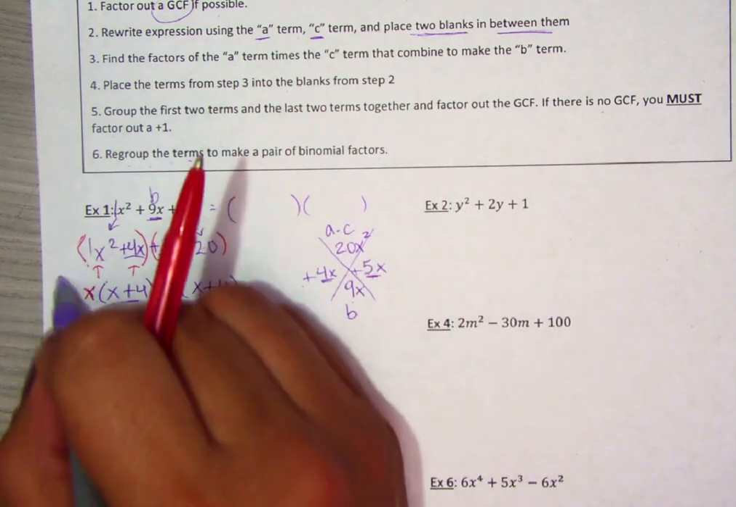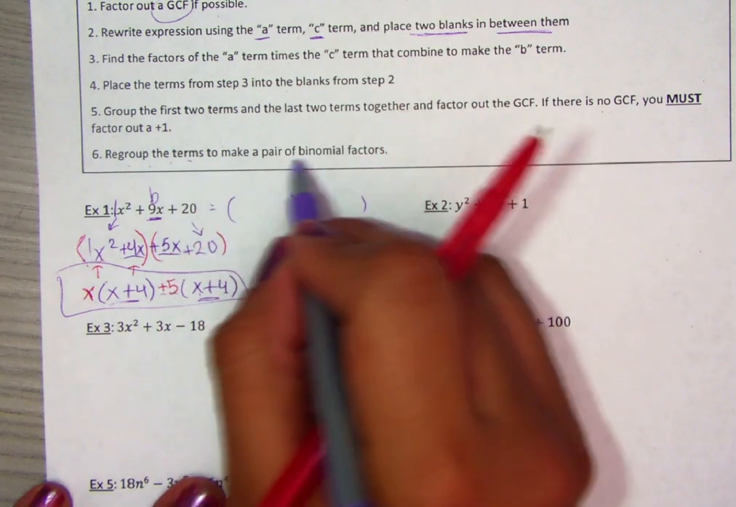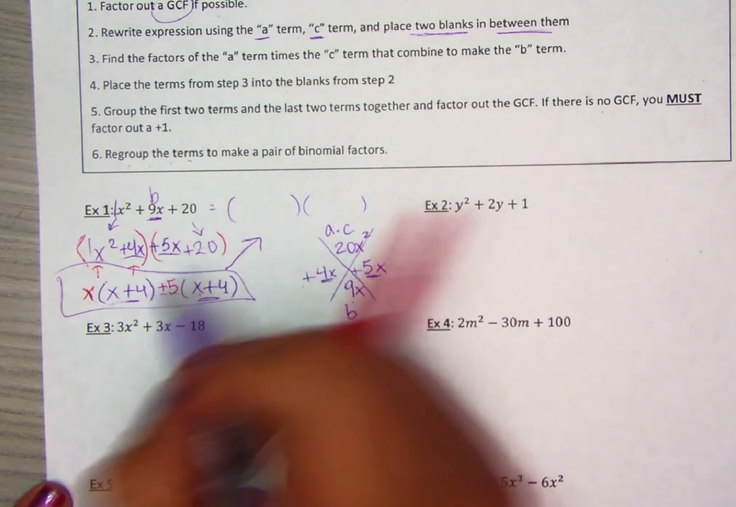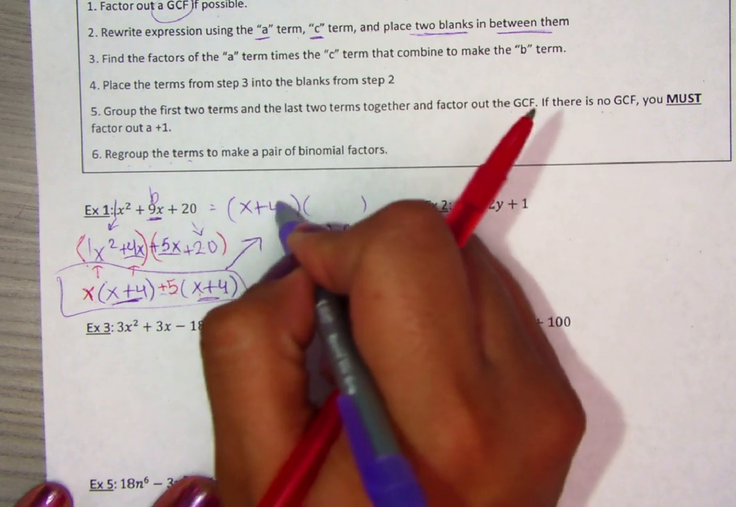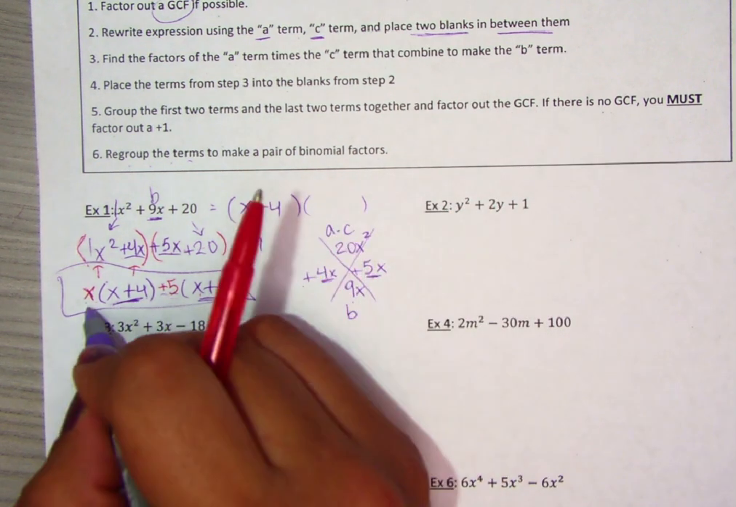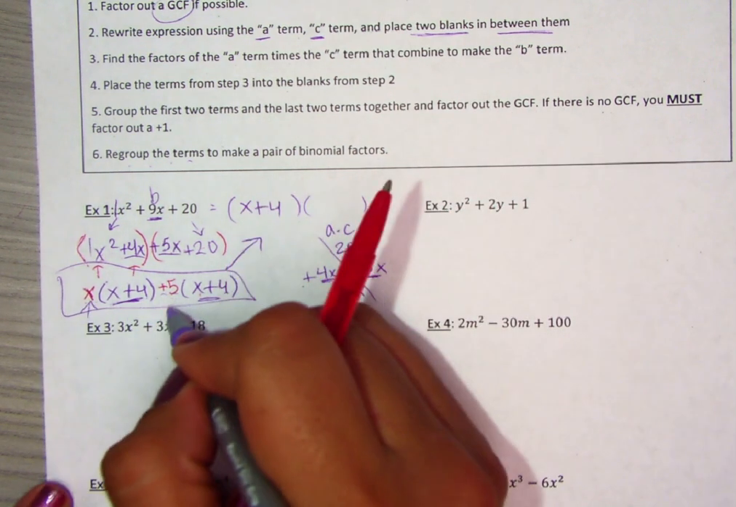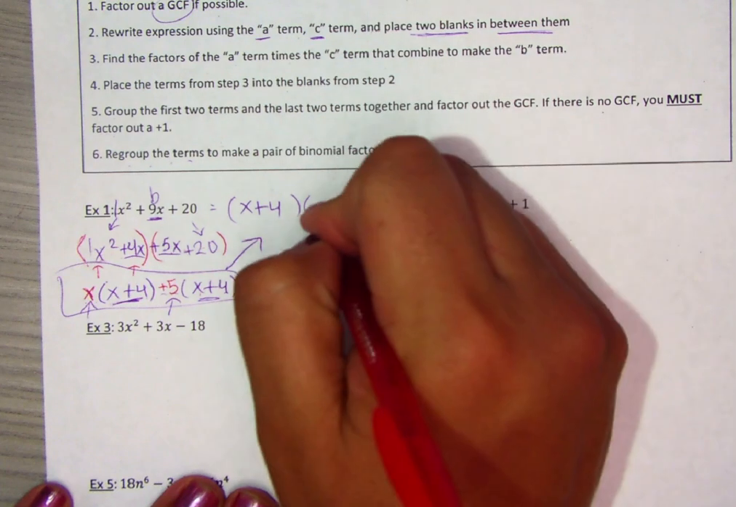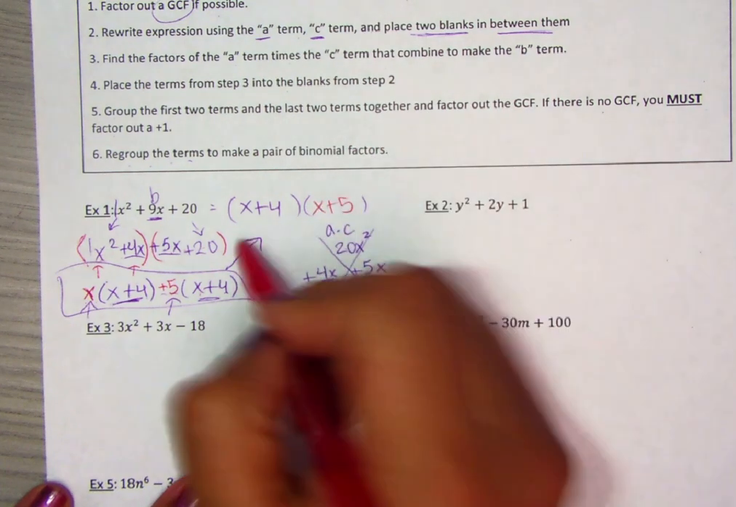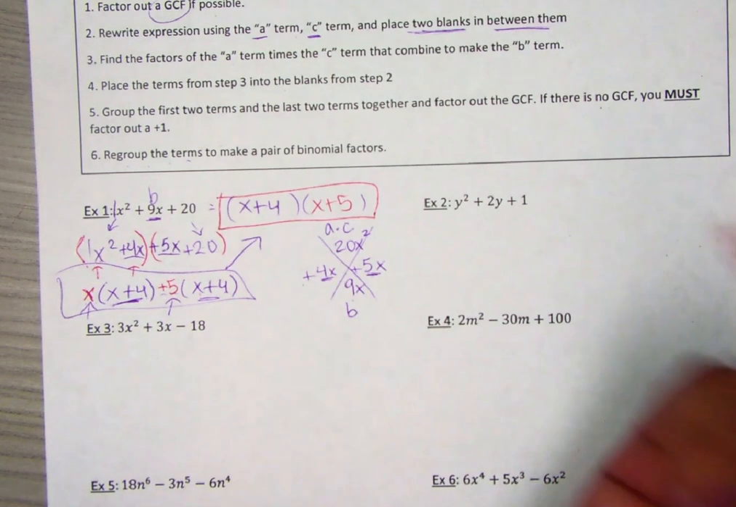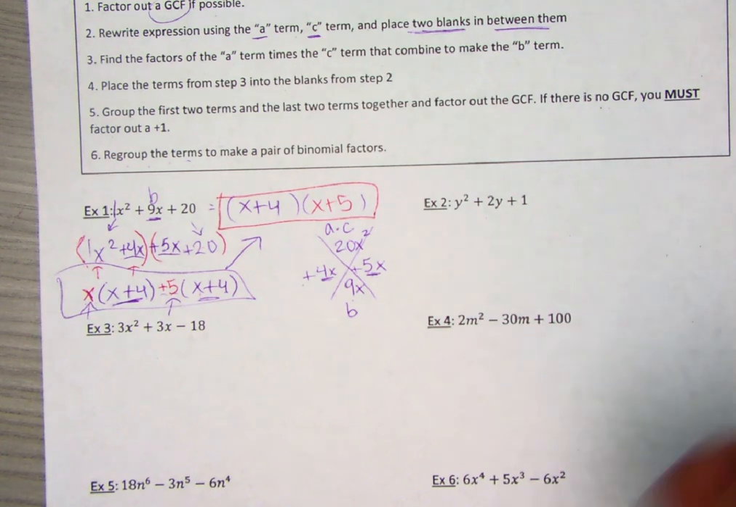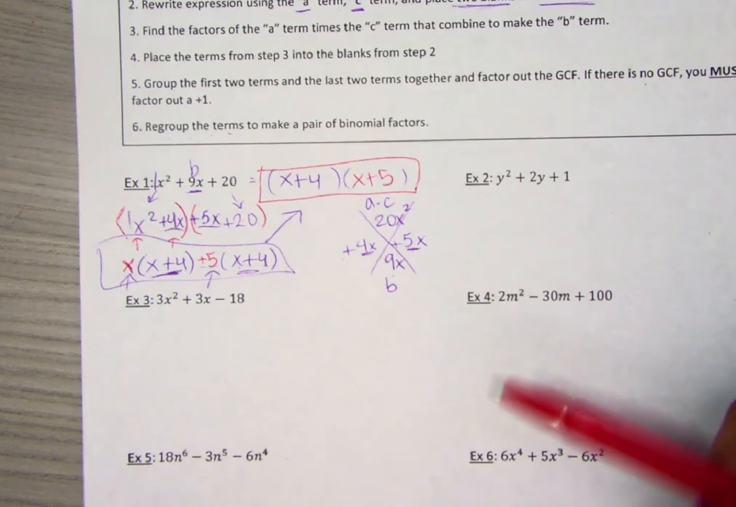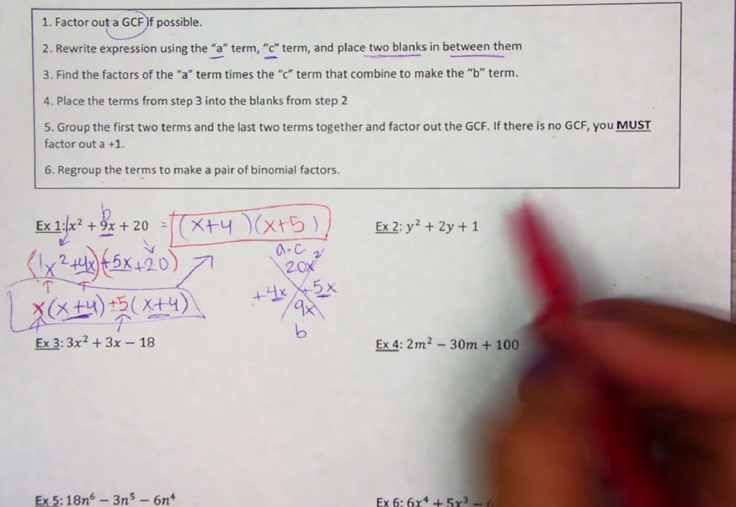This is the last step. Regroup the terms that you found here into two binomial factors. The one that repeats is one of them, x plus 4. And then the other two that are individual, that's your other factor. So that is the process of factoring a trinomial. This goes as fast as you make it, but it's just repeat. So let's try example 2.